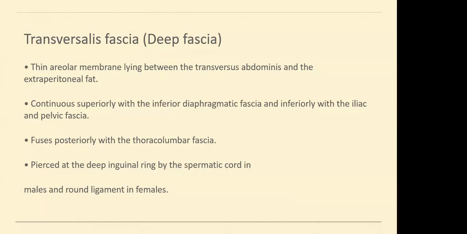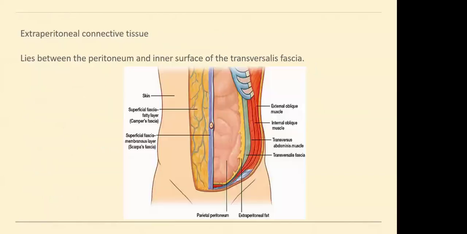Next, we have the transversalis fascia, which is the deep fascia of the anterior abdominal wall. It's a membranous layer consisting of thin areolar membrane lying between the transversus abdominis and the extraperitoneal fat. It's continuous superiorly with the inferior diaphragmatic fascia and inferiorly with the iliac and pelvic fascia. Posteriorly, it fuses with the thoracolumbar fascia. It's pierced at the deep inguinal ring by the spermatic cord in males and the round ligament in females. After this, we have a layer of fat that lies between the peritoneum and inner surface of the transversalis fascia.